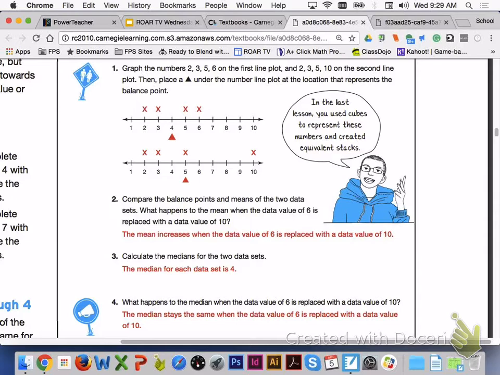For number 2, the mean is going to increase when the data value of 6 is replaced with the data value of 10. For number 3, the median for each data set is 4. And for number 4, the median stays the same when the data value of 6 is replaced with the data value of 10.